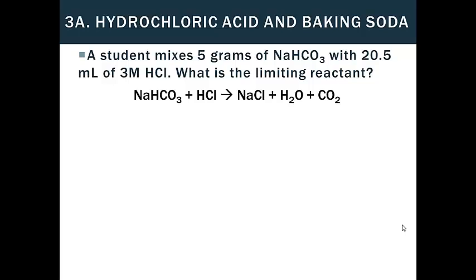I picked a product, I picked salt. Then I'm going to say if I have 20.5 milliliters of 3 molar hydrochloric acid, how much salt could I make? So we're doing two calculations here. So let's do the first one. If I have 5 grams of baking soda, in stoichiometry, whatever you are given, convert it into moles.